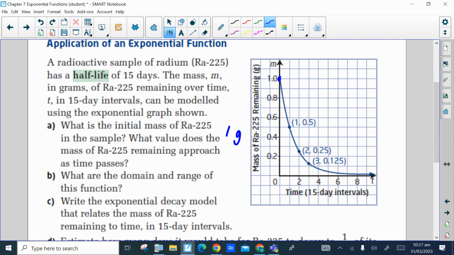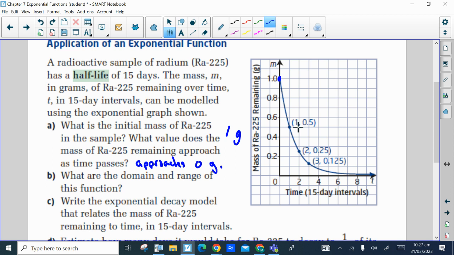What value does it approach as time passes? Well, it approaches a value of 0 grams. But what you have to realize here in this case, it'll never get to 0. The amount remaining after each 15-day interval is half of what you had before.